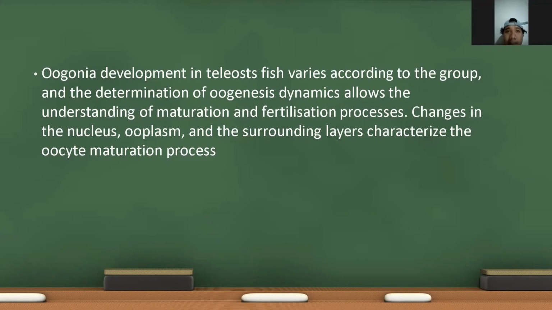Kasi merong mga isda na lalaki sila pagkasilang, tapos as soon as they grow, nagiging babae sila. Kaya yung pagde-develop ng reproductive system niya, nagbabago talaga sa group ng mga isda. Tsaka yung determination of oogenesis, the determination of oogenesis dynamics allows the understanding of maturation and fertilization process.